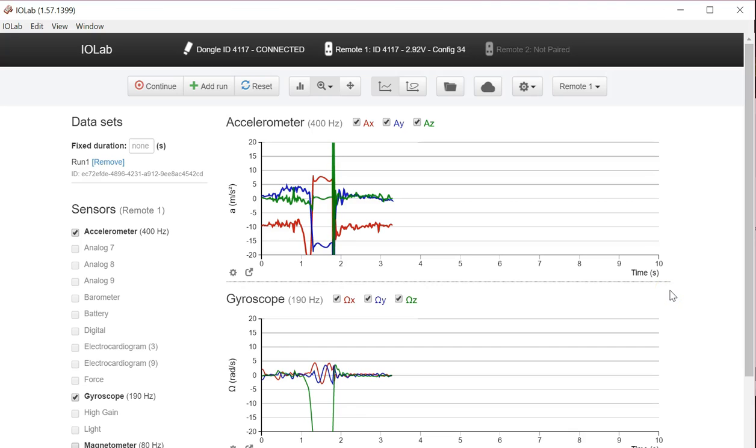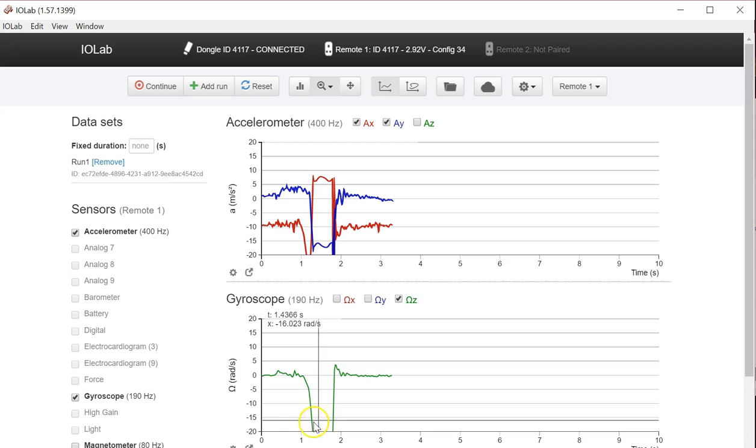Alright, so now we're looking at the data we collected during our test run. If you see here, we already have our accelerometer and our gyroscope. We're only interested in two of the acceleration dimensions, that being the x and y, so I'm going to unclick the z acceleration data. And for the gyroscope, we're only interested in the z omega, which is our angular velocity, so I'm going to unclick the x and y.